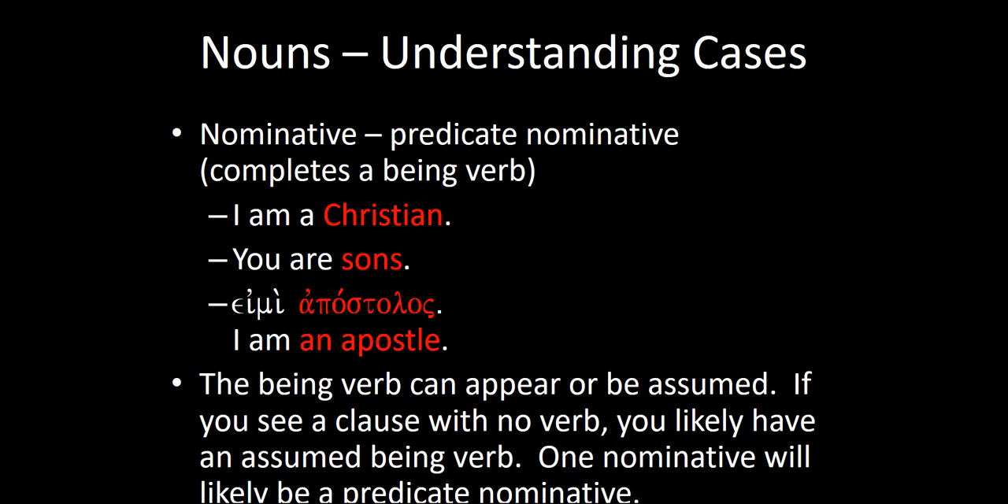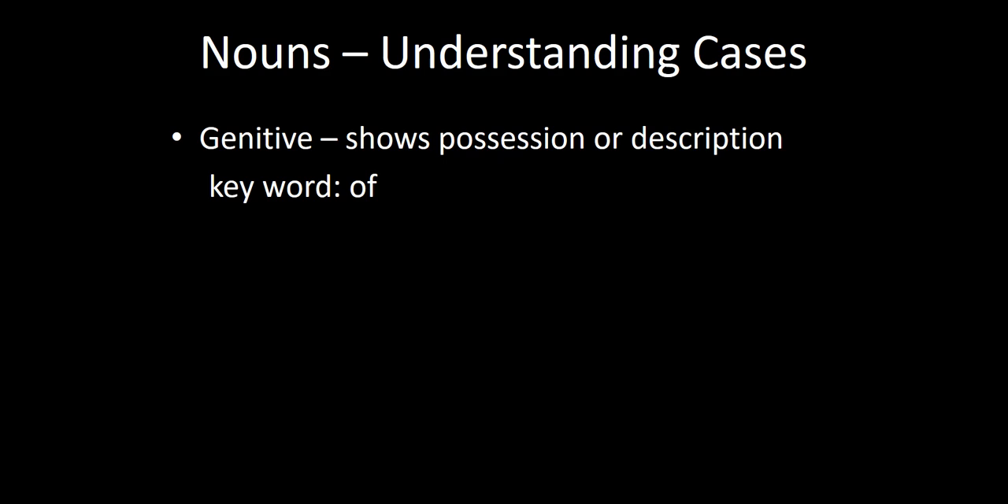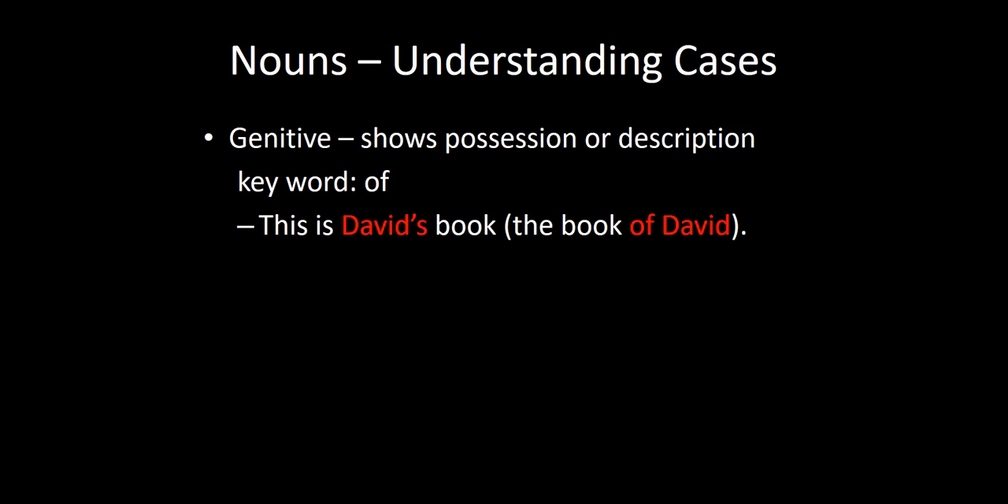So nominative, can you think back to what two main uses of nominative were? Nominative, subject. Nominative, predicate nominative. Okay, subject, predicate nominative. Now genitive. Genitive is going to show possession or description. And you can put a keyword for genitive, of. Anytime you see a genitive at this point, let's simply put the word of in front of the noun. This is David's book, or in other words, this is the book of David. This would be an example of possession.